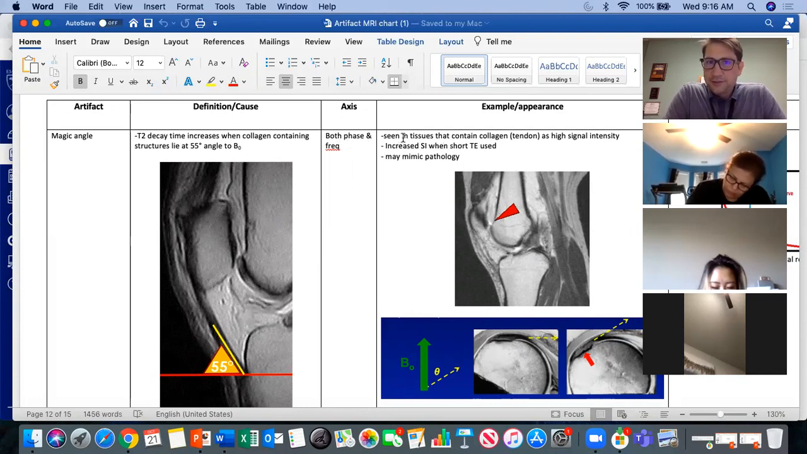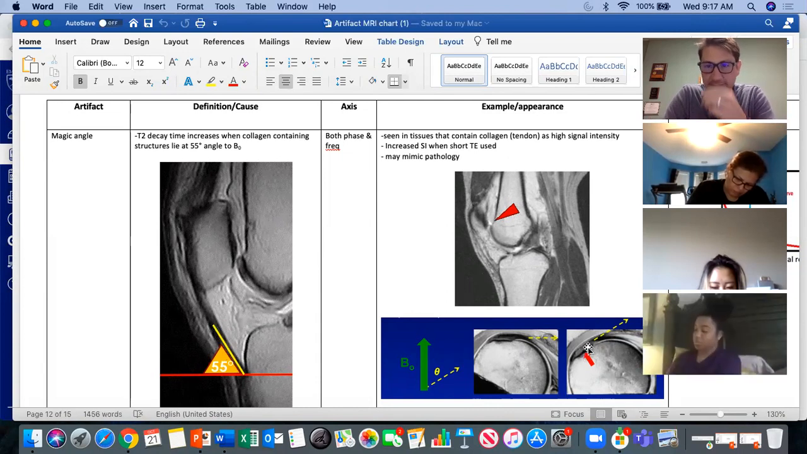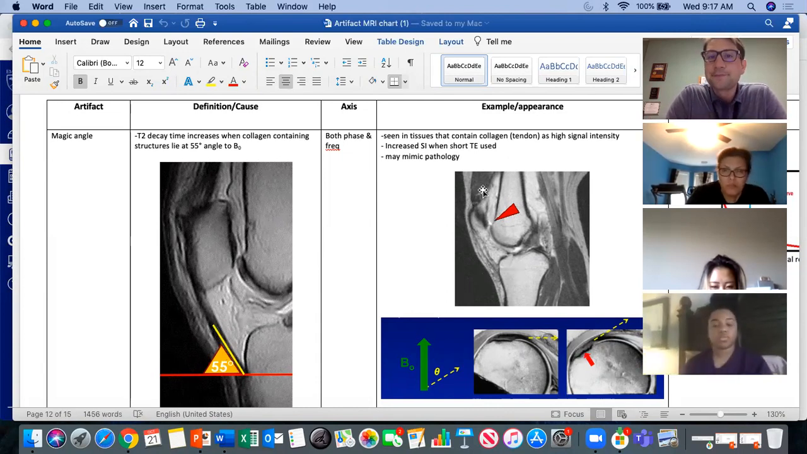And it appears, this is seen in tissues that contain collagen. So typically like the tendons. So you can see here, this is the patella tendon. We have the quadricep tendon here. We have the rotator cuff tendons kind of converging here.